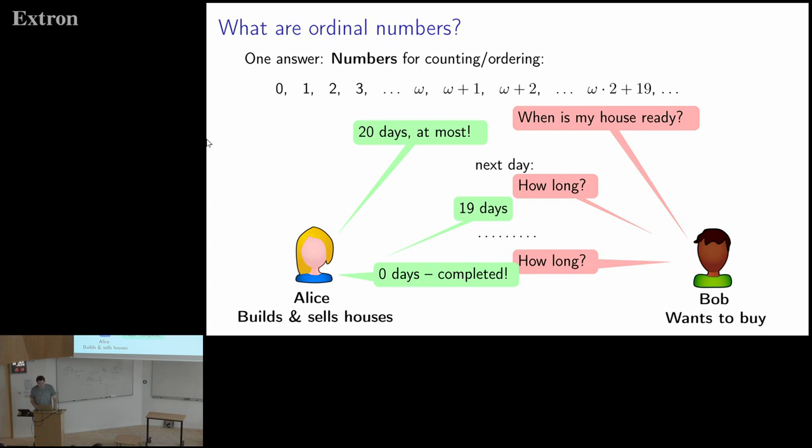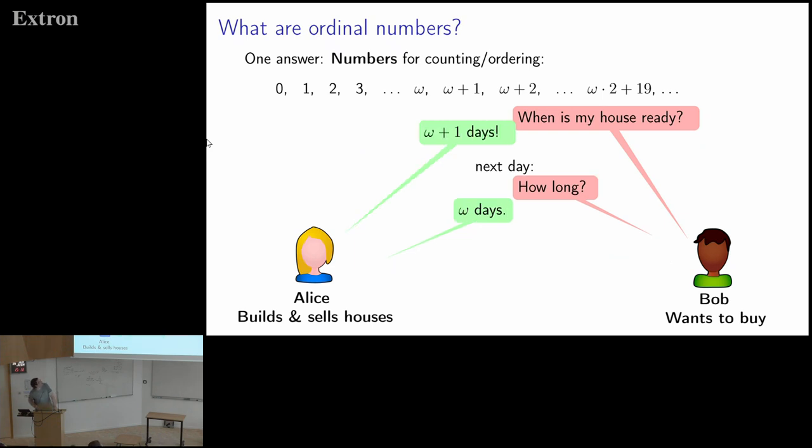But now let's see, the conversation could instead go like this. Bob asks, when is my house ready? And Alice says, omega plus 1 days. This looks more discouraging than it really is. It does not mean that it takes infinitely long, because the next day Alice has to give an answer again, and now she can say omega days, because that's lower than omega plus 1. But if Bob asks again the next day, then Alice actually has to tell him a finite number.